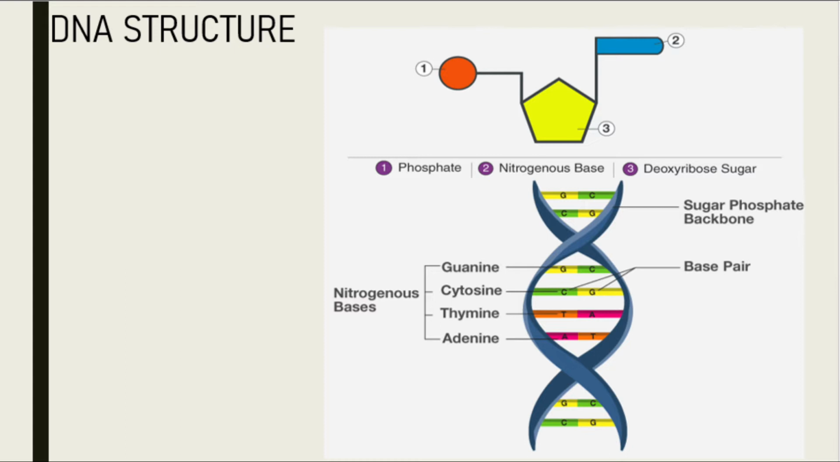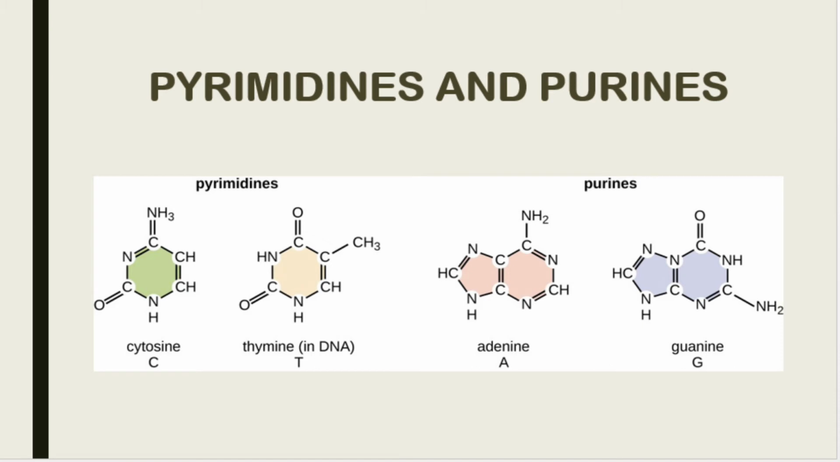DNA is made up of molecules called nucleotides. Each nucleotide contains a phosphate group, a pentose sugar, and a nitrogenous base. There are 4 types of nitrogenous base: adenine, guanine, thymine, and cytosine. Adenine and guanine are purines. They have a double ring structure with a 6-carbon ring fused to a 5-carbon ring. Cytosine and thymine are pyrimidines, which are smaller nitrogenous bases that have only a 6-carbon ring structure.